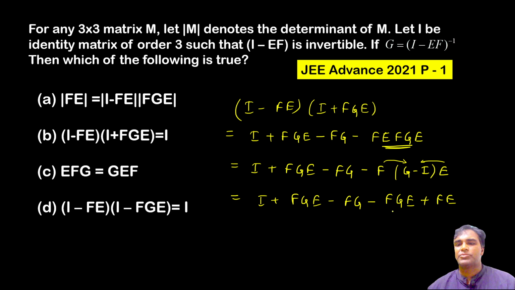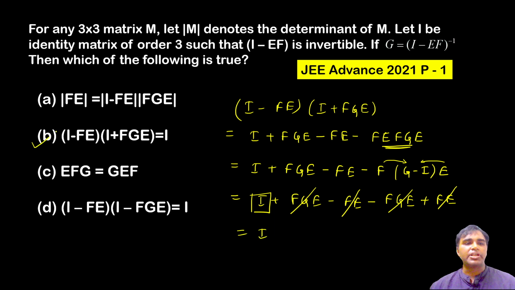Any doubt to anyone? Now FG is cancelled with FG, and we are left with how much? We are left with F, this is FE, not FG. There is a mistake, this is FE. That's why I'm thinking this is FE. So now FE multiplied with FE cancels with FE. So what is left? This is I. So (I minus FE) into (I plus FGE) is equal to how much? That is I. So my second option is also correct. So B is also correct, C is also correct.